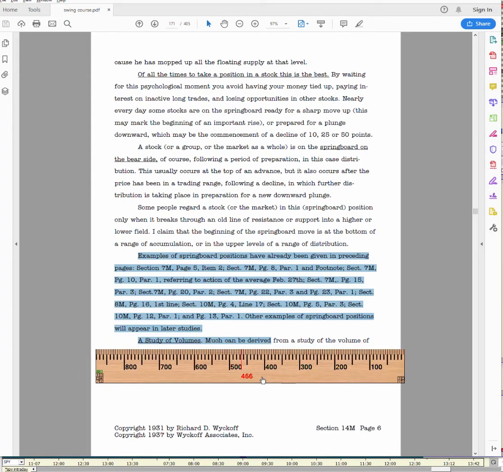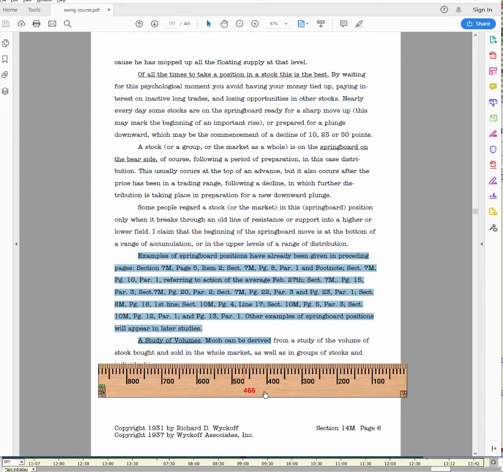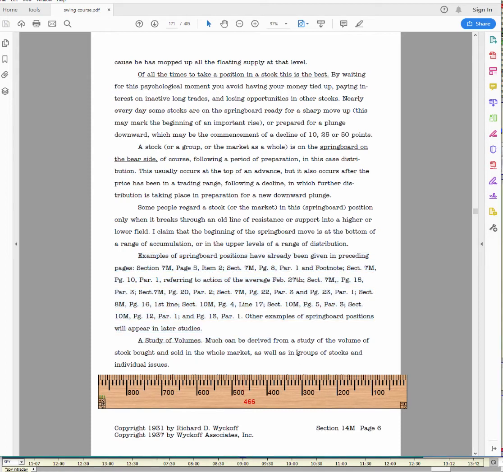Anyway, study of volume. Much can be derived from a study of the volume of stock bought and sold in the whole market, as well as groups of stocks and individual issues. This is a real pain today because none of those groups are being updated in these charting platforms, and they have $3 stocks in them that are not leading and not active. So those groups suck, and it's very hard to find leading active stocks.